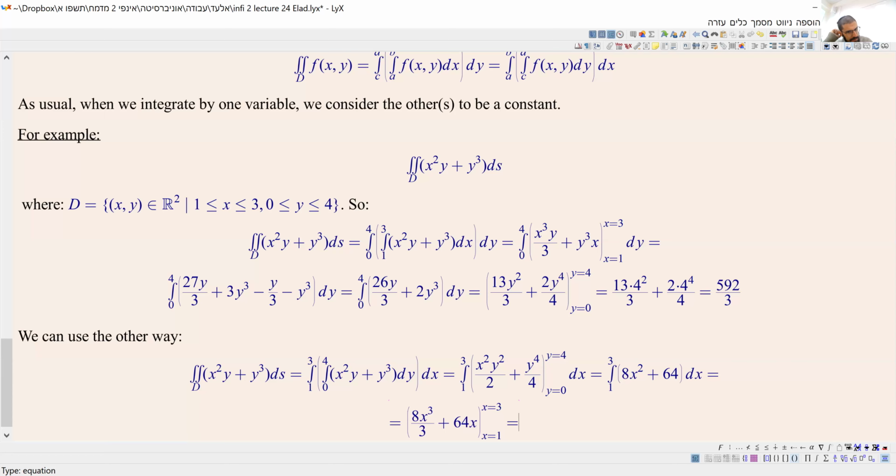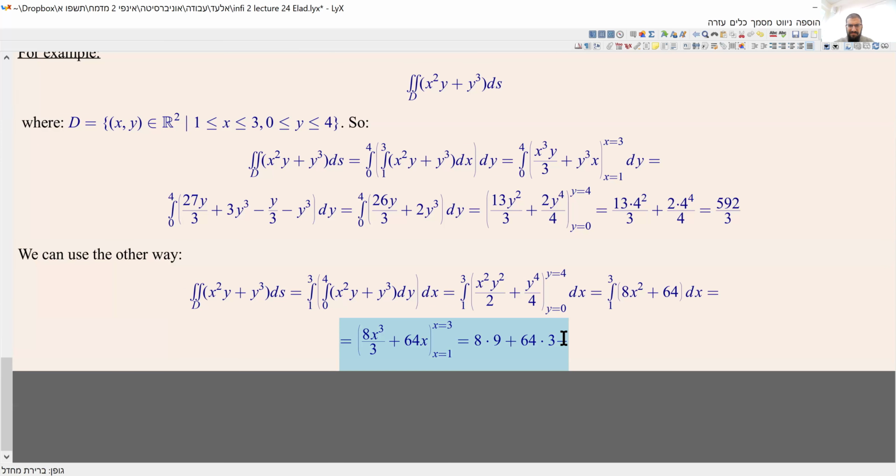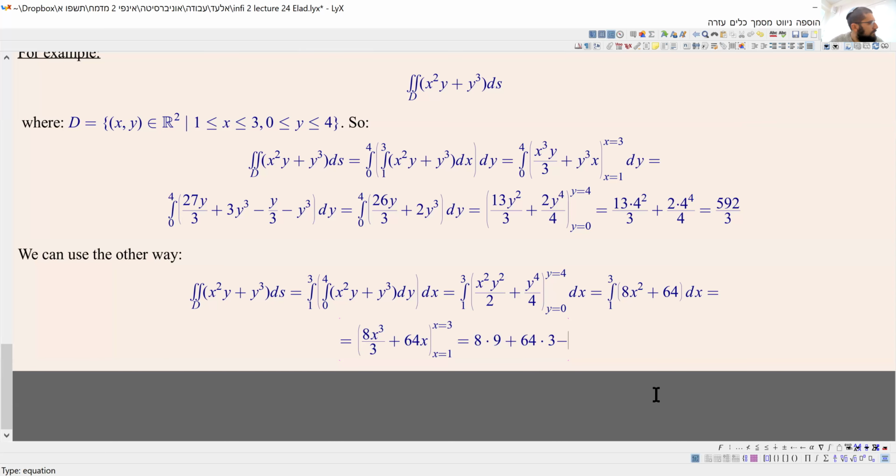For x between 1 and 3. Okay, so for 3 we have 8 multiplied by 9, which is 72, plus 64 multiplied by 3. For 1, minus, because it's the lowest limit, it is 8 over 3 minus 64. And asking Wolfram again. 72 plus 192, minus 64, minus 8 over 3. It is, how surprisingly, 592 over 3.